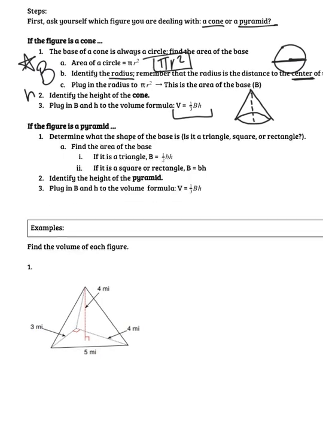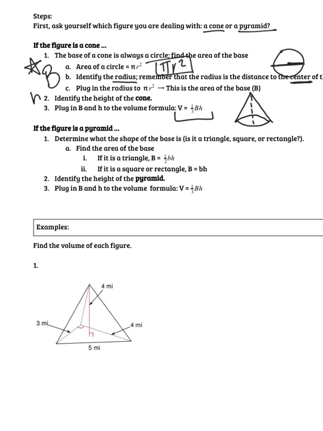Now, if the figure is a pyramid, the only thing that's a little bit more difficult is we have to determine what the shape of the base is. Is it a triangle? Is it a square? Or is it a rectangle? Then we're finding the area just like we did with the cone. We have to find the area of the base.